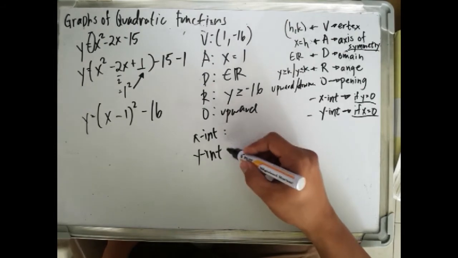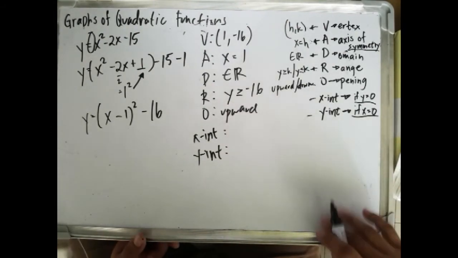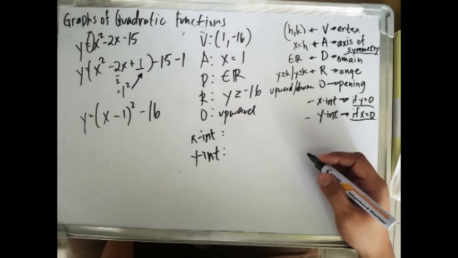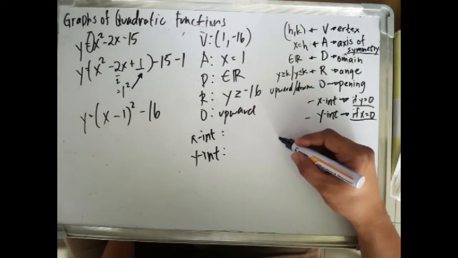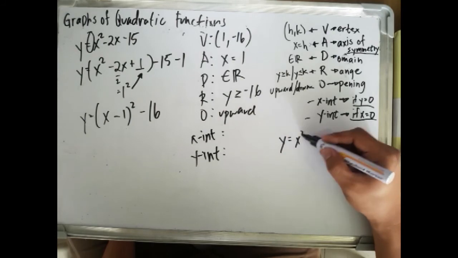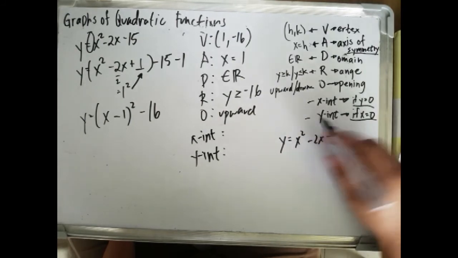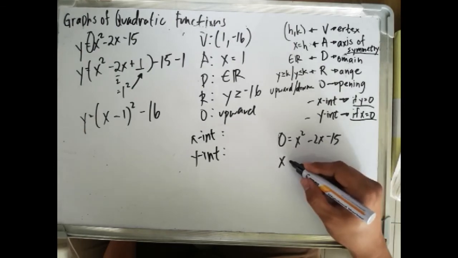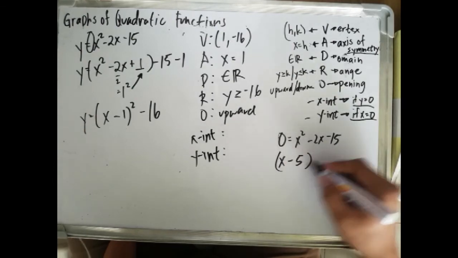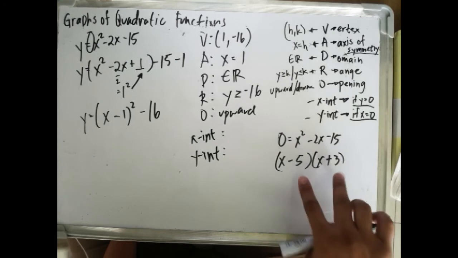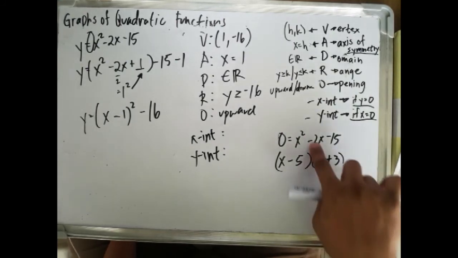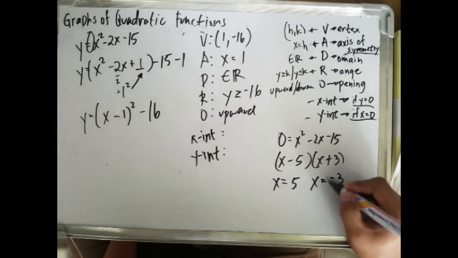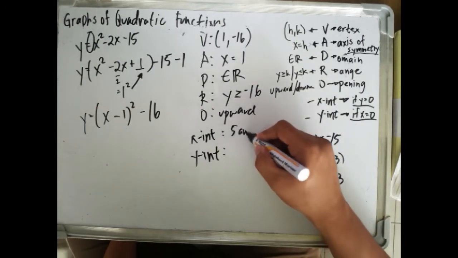Okay, so x-intercept na. Ito na yung medyo tricky part. Kunin natin ang original function, y equals x squared minus 2x minus 15. So, we set y as 0 for us to find x-intercept. So, what are the factors of this one? x minus 5 and x plus 3. Okay, so multiply to negative 15, add to negative 2. So, therefore, we have 2 x-intercepts, 5 and negative 3.